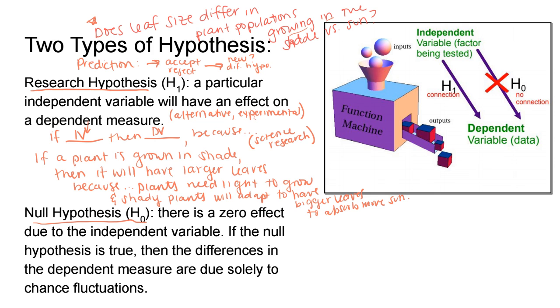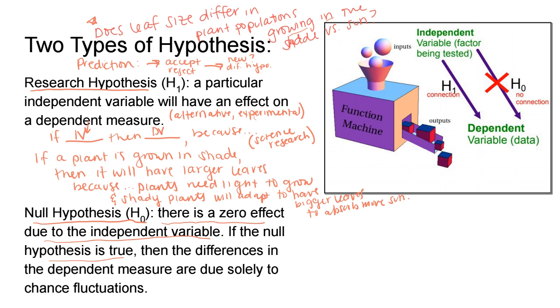The other hypothesis that you will be asked to write, and sometimes you're asked to do it together, but most of the time it's one or the other. And the reason for the null hypothesis is to do some stats. It's really there for when we have to do certain statistics. And the null hypothesis is very confusing for many students, but it's actually way, way easier than the research hypothesis. All it is saying is that there is a zero effect due to the independent variable.